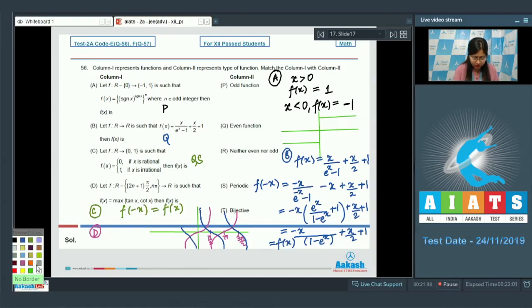So we are talking about maximum of tan x comma cot x. So the graph that is required is this one. Graph is very easy to plot. Now we can answer very easily whether the function is odd or even. So the function is neither even nor odd, so option R is correct. Also the function is periodic as can be seen by the graph, so answer is R and S, as it will not be a bijective function.